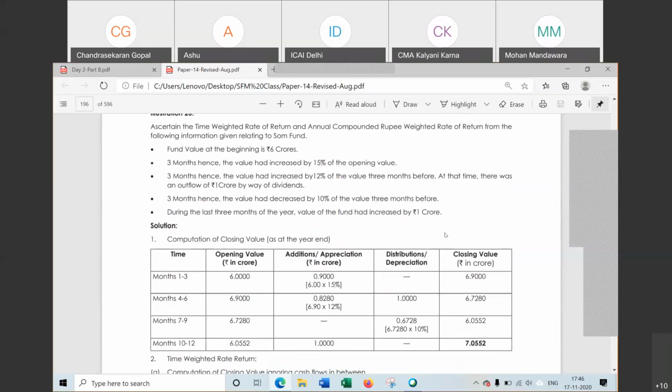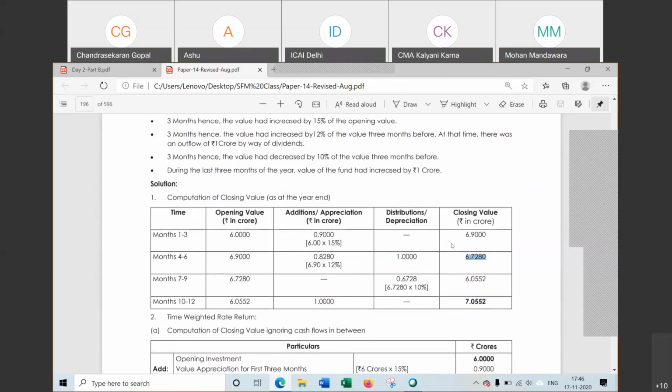Here it says there is a dividend, dividend distribution is 1. That is, now this point will also be considered. The 6.9 plus this and this withdrawal. There was outflow. It is an outflow, you have withdrawn cash of 1 crore. That is, this 1 will be subtracted from this. 6.9 plus this value appreciation is there minus this dividend withdrawal. Outflow of 1 crore. Then it will be 6.7280.